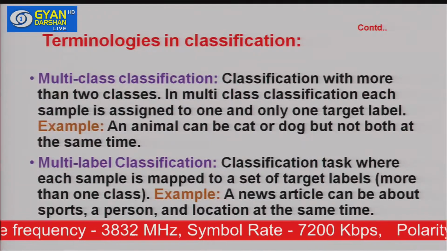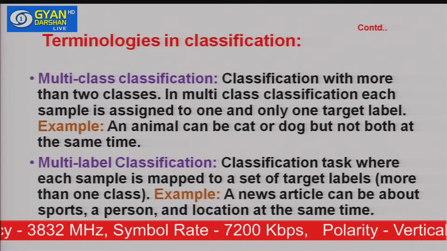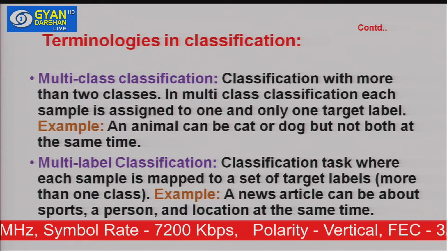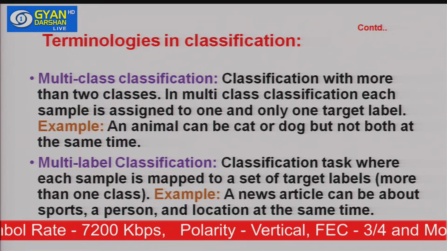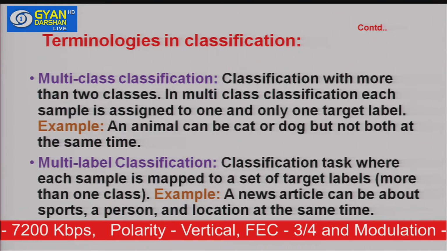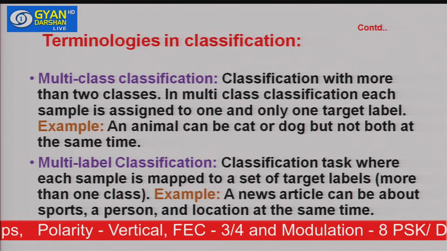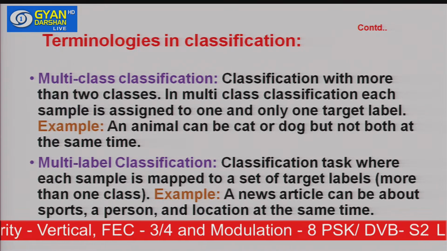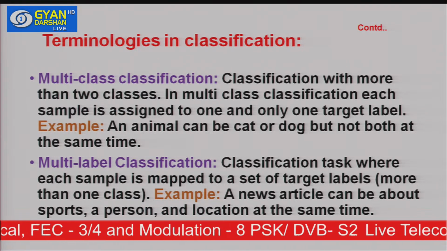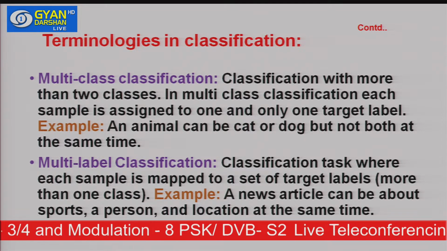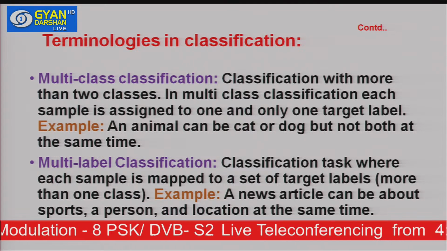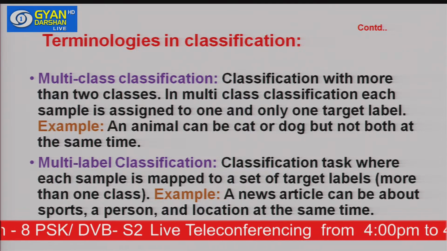Other than this, you also have multi-class classification, where you can have more than two classes. For example, if you talk about a weather prediction system, right? In the weather prediction system, you may have one class as sunny, another class as rainy, a third class as windy, a fourth class as cloudy, and so on, right?